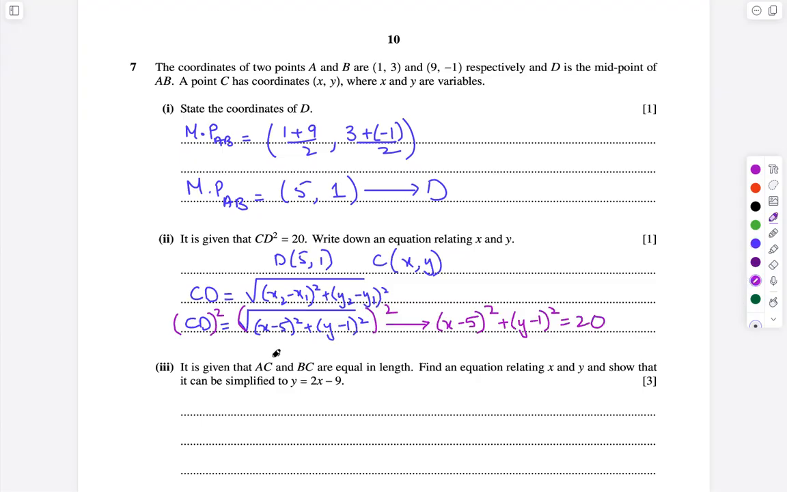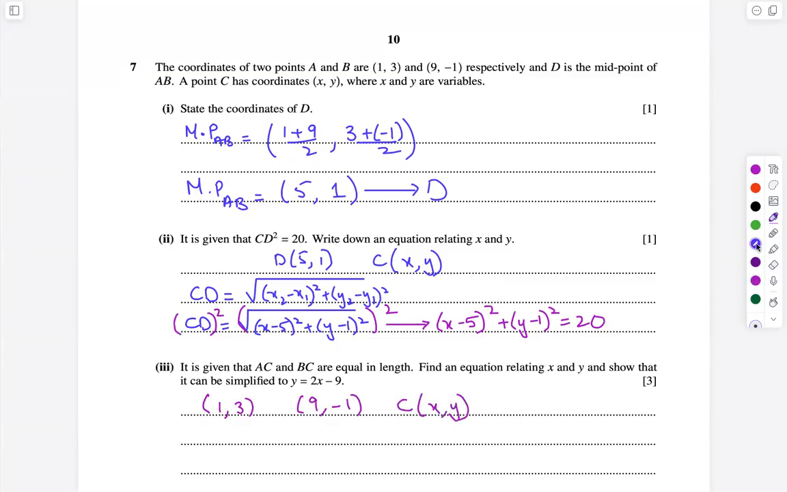In part 3, it is given that AC and BC are equal in length. Find an equation relating x and y and show that it can be simplified to y equals 2x minus 9. Now we have the coordinates of A, which are (1, 3). We have the coordinates of B as (9, -1), and the coordinates of C are (x, y).